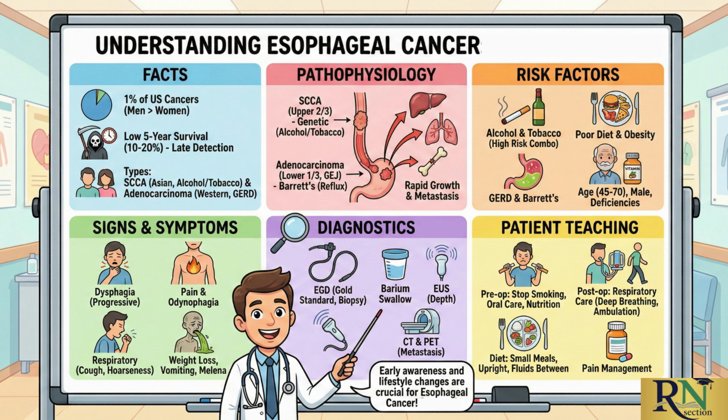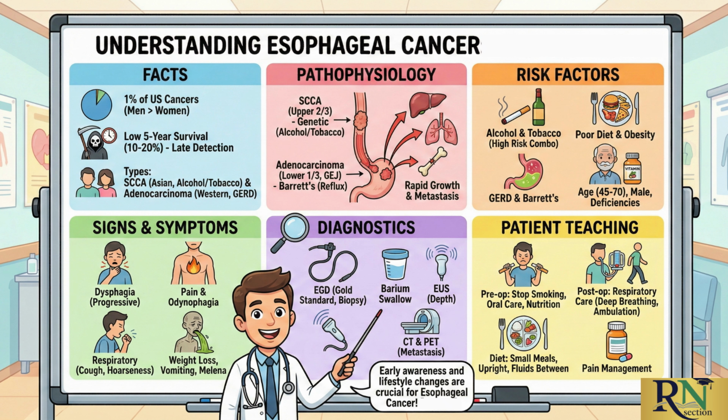Post-operative care, so for esophagectomy, respiratory care is very important: coughing, deep breathing, incentive spirometry. Turning every 2 hours and early ambulation are the highest priority to prevent respiratory complications.